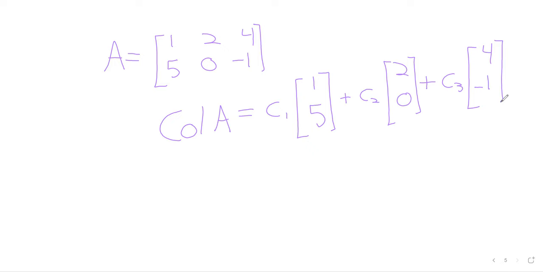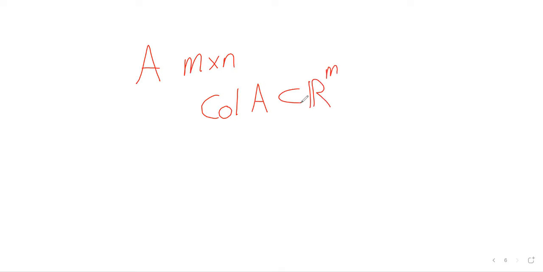Do notice that although we are presenting column and null spaces together, they live in different vector spaces. That is to say, if A is M by N, the column space of A lives in Rm, and the null space of A lives in Rn. So basically every textbook I've looked at presents them together, but they're pretty different.